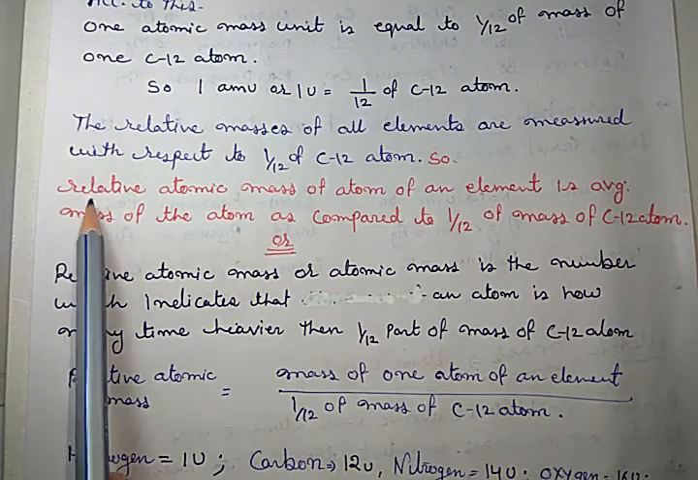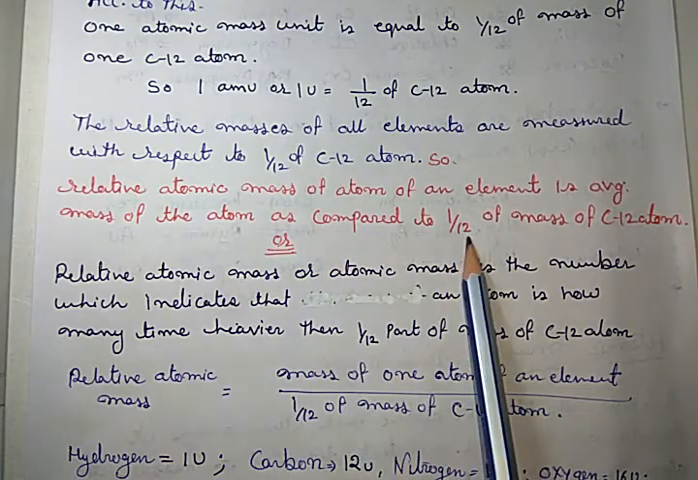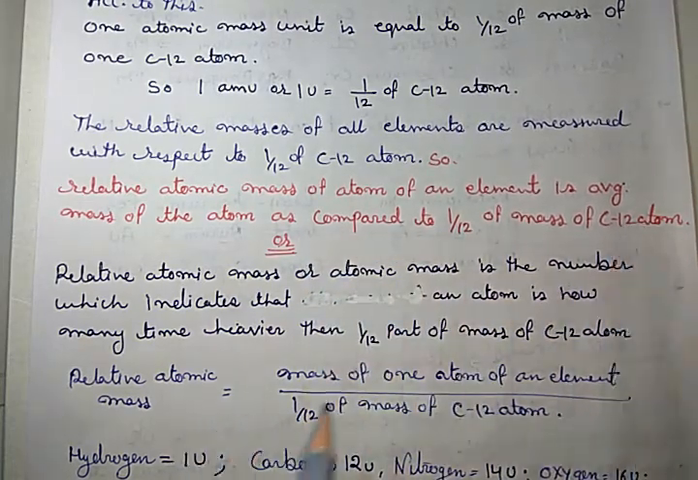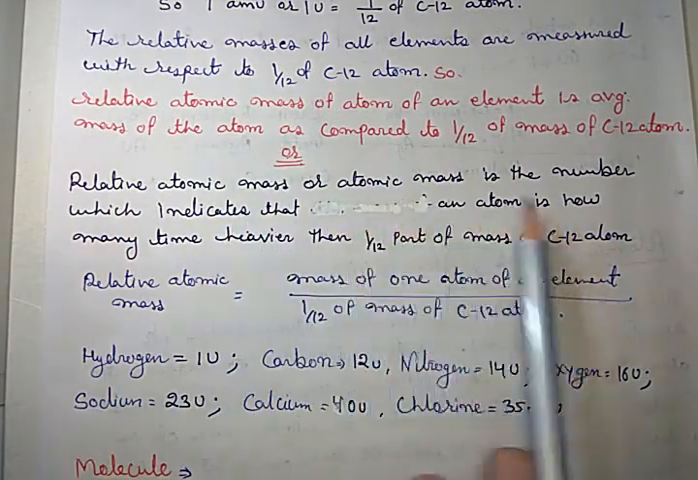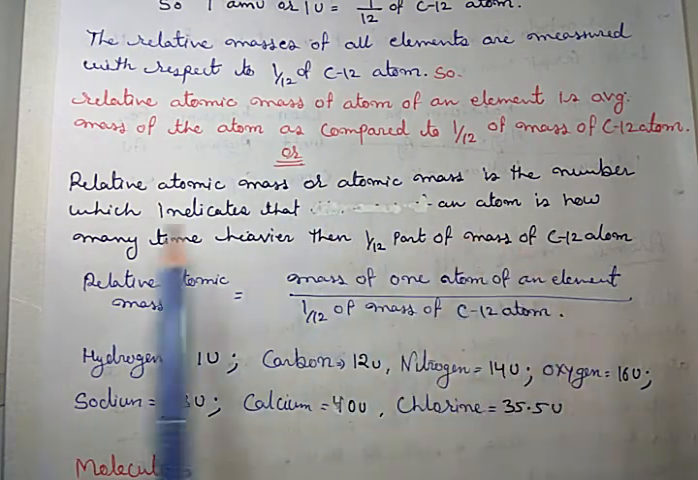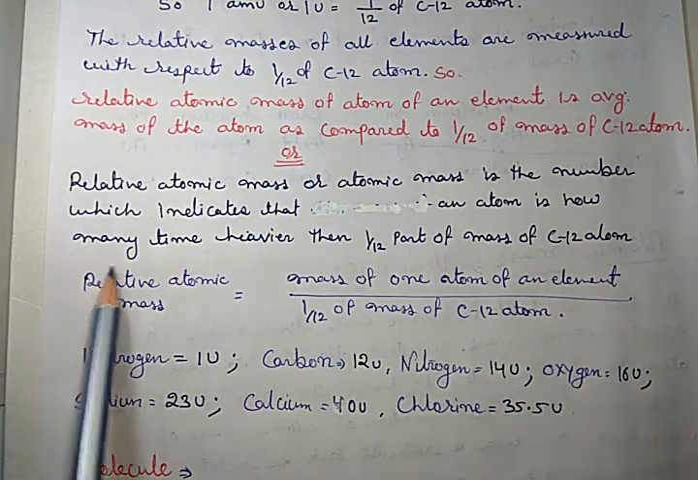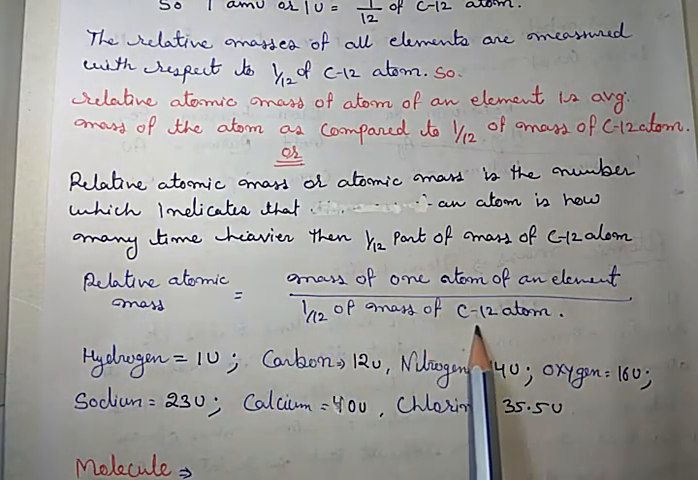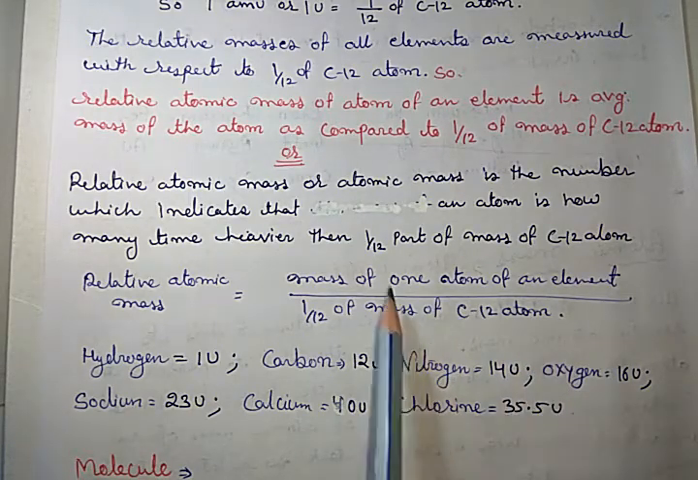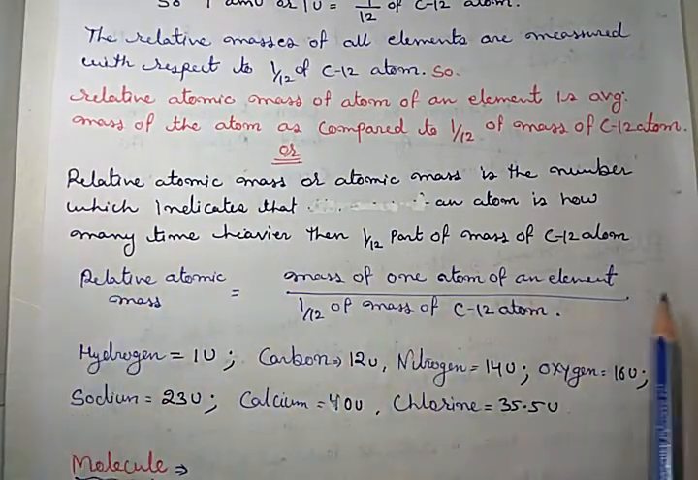So we can say that the relative atomic mass of an atom is the average mass of the atom compared to 1/12th of the mass of C12. Or we can say relative atomic mass is the number which indicates how many times heavier an atom is than 1/12th of the mass of C12. As a formula, relative atomic mass equals the mass of an atom of the element divided by 1/12th of the mass of C12. If an atom is 3 times heavier, the answer is 3, meaning its relative atomic mass is 3 u.